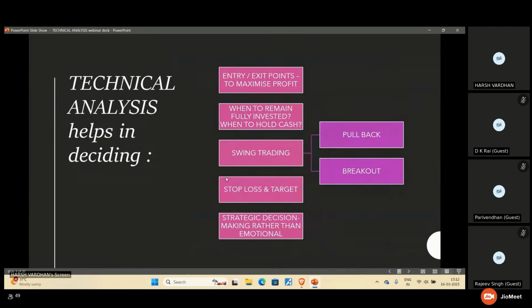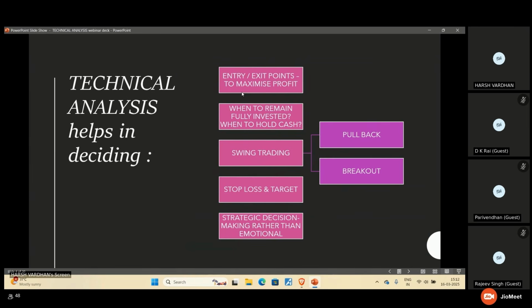So first of all, coming to why do we need technical analysis? Obviously, it helps in deciding the entry and exit points. Even for long-term investors, suppose your investment horizon is 1 year or 2 years or 3 years, still you will have to someday book your profits, and through technical analysis you can maximize your gains.